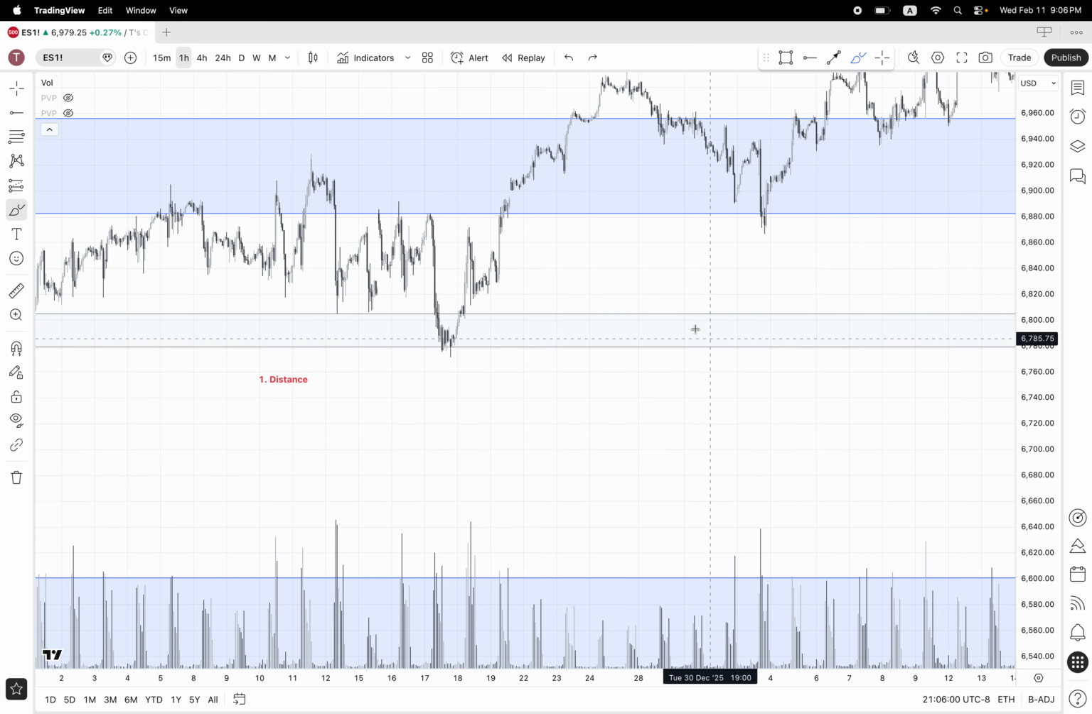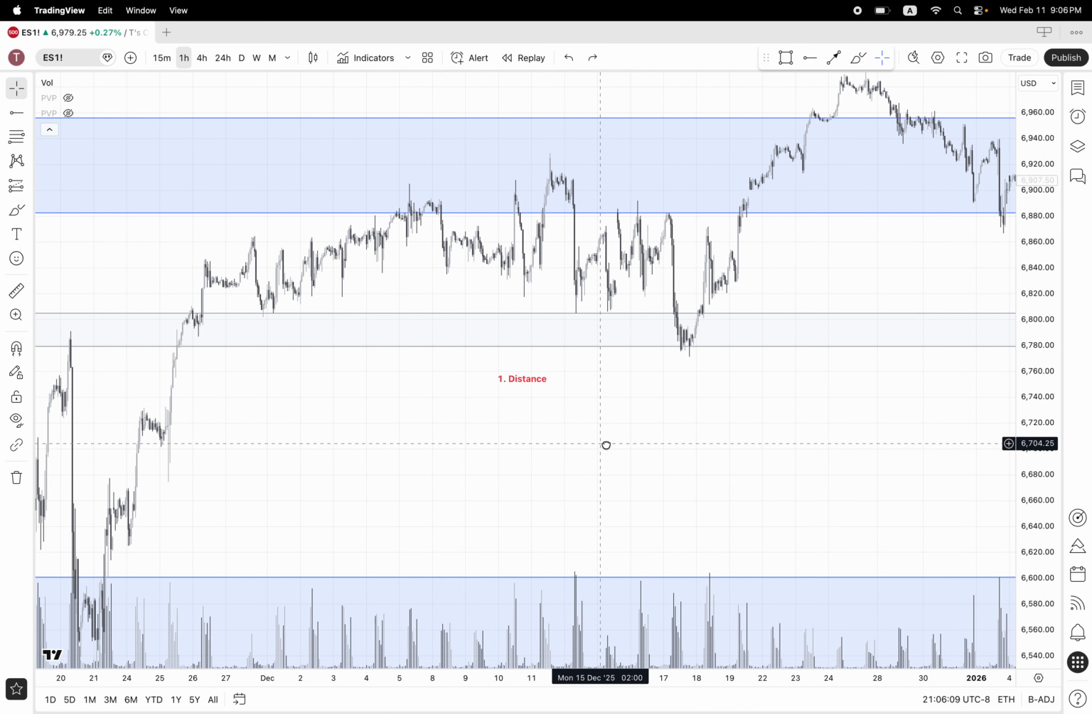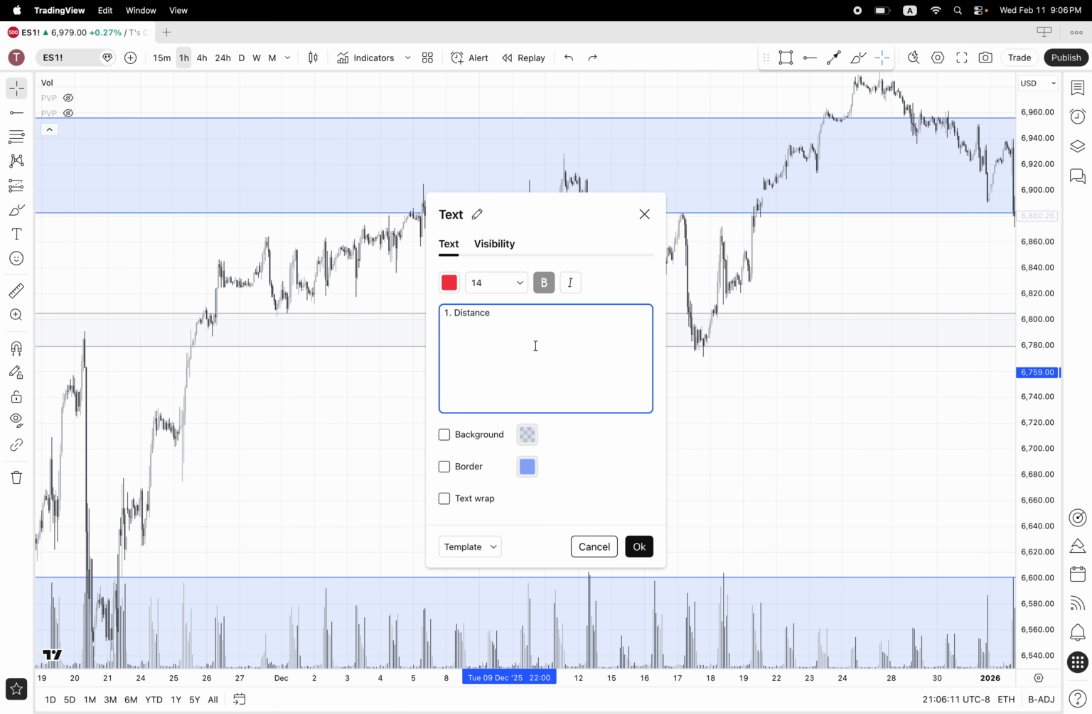We want a level that produces strong bounces that go up and cover distance. So the more distance covered by a bounce, the higher it goes, the stronger the level. I'm going to call these stronger level factors.